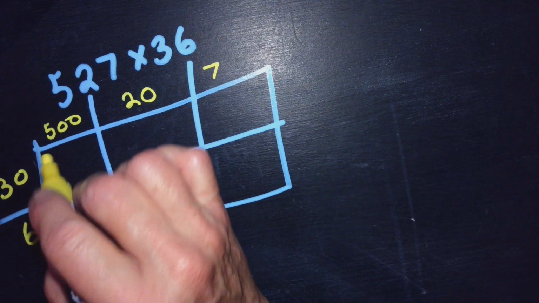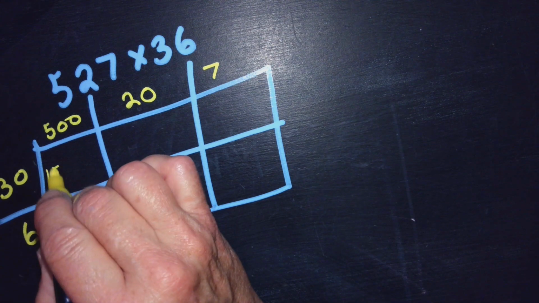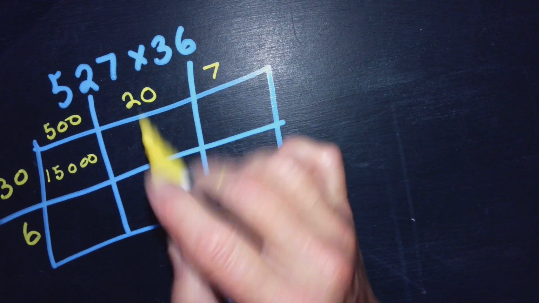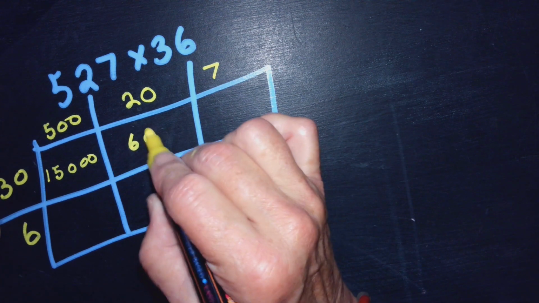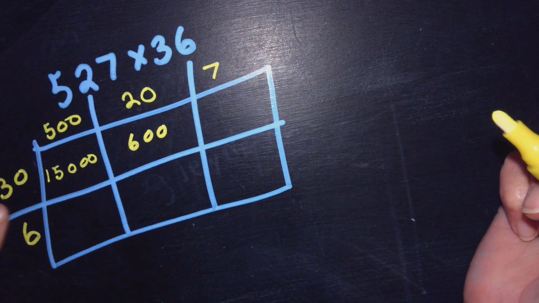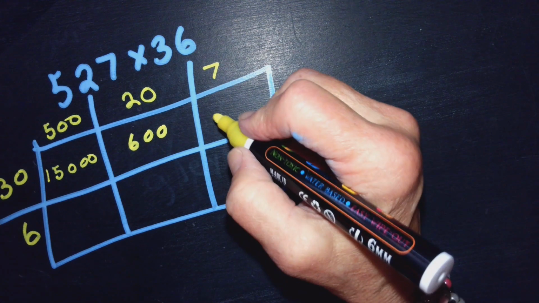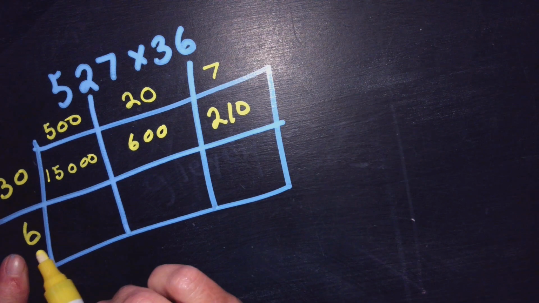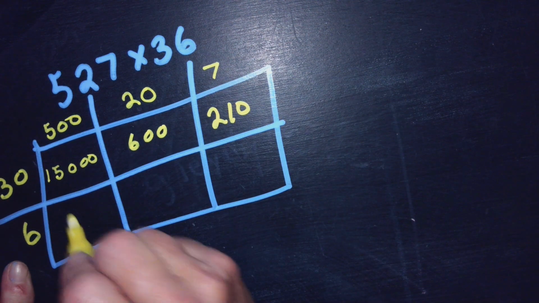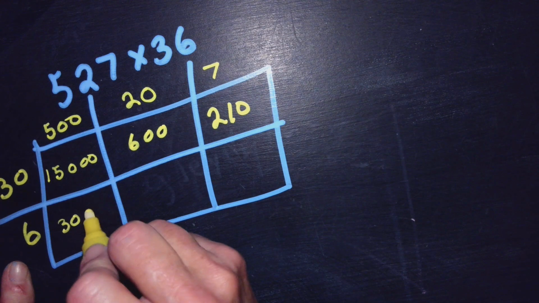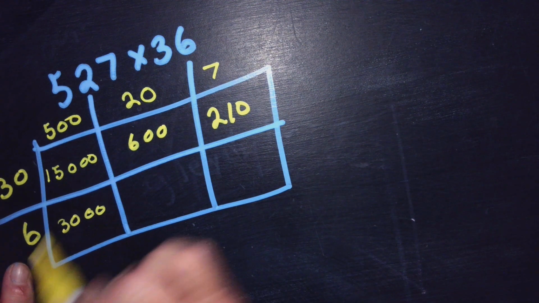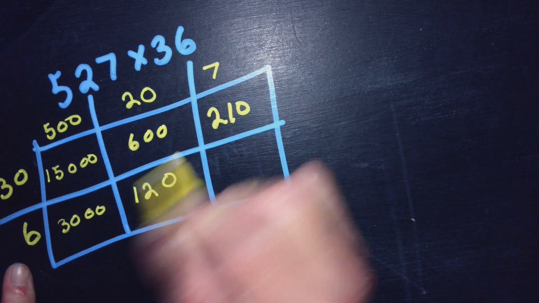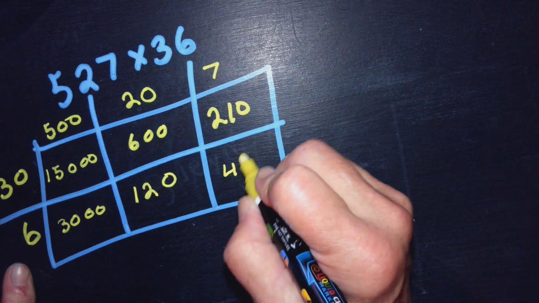30 times 500 is 15 with 3 zeros. 30 times 20 is 600. And 30 times 7 is 210. Next, 6 times 500. Well, 6 times 5 is 30. I have 2 zeros. 6 times 20 is 120. And 6 times 7 is 42.